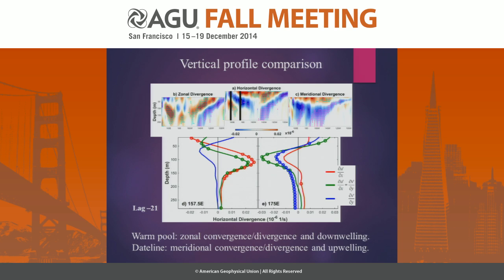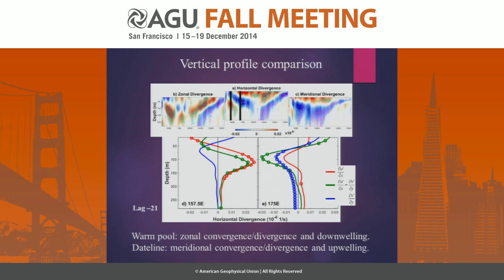Close to the dateline, we have the same sign of anomalies in the zonal and meridional components. As we know, we have convergence at the surface, zonal convergence, meridional convergence, and so horizontal convergence. In the subsurface, we have the opposite sign, so the upwelling.